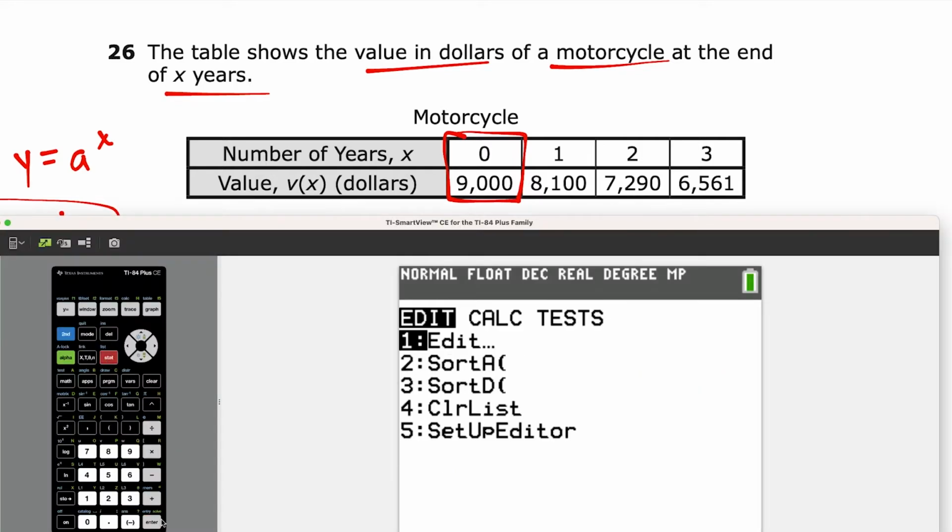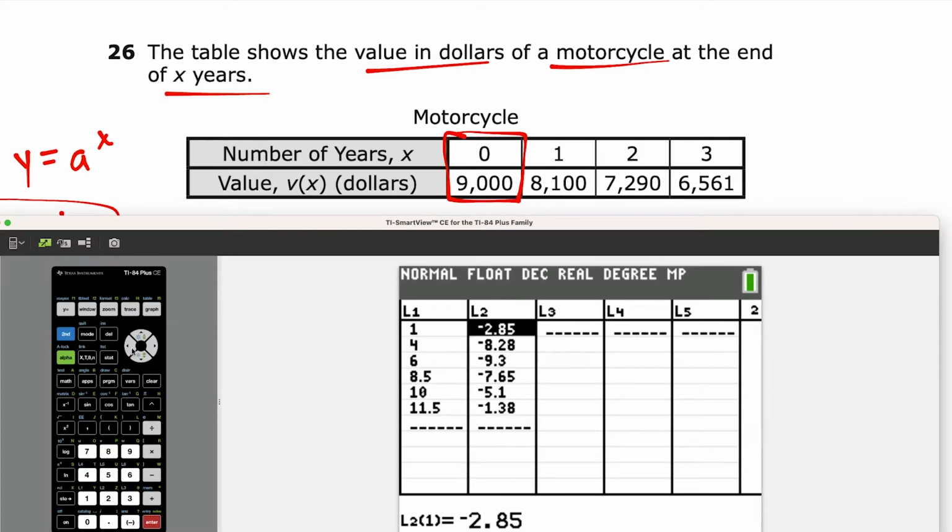Now, another way we could do this is using the calculator, where we take this table and fill it out. So we have 0, and we're going to plug in the x values in L1, and we're going to plug the V of x or y values in L2.